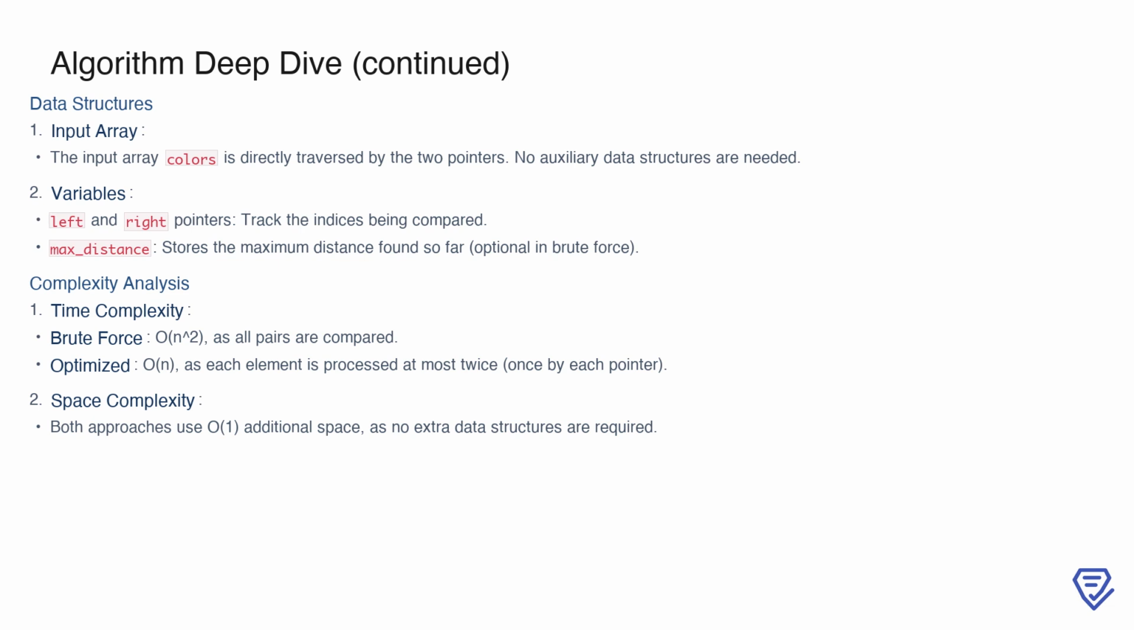The key variables include the left and right pointers, which track the indices being compared, and an optional max_distance variable in the brute force approach. From a complexity perspective, the brute force solution has a time complexity of O(n²), as it examines all possible pairs. In contrast, the two-pointer technique operates in O(n) time, since each element is processed at most twice. Space complexity for both approaches is O(1), as no extra memory is used beyond the variables required for computation. This makes the optimized solution not only faster but also highly memory efficient.